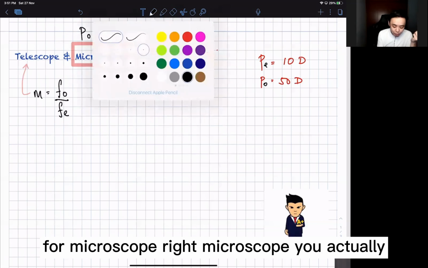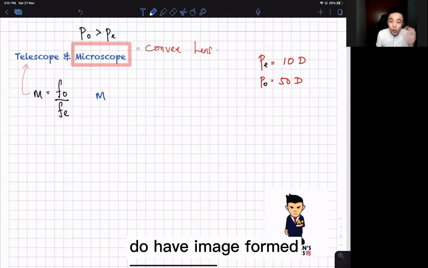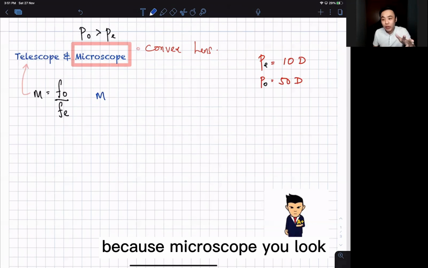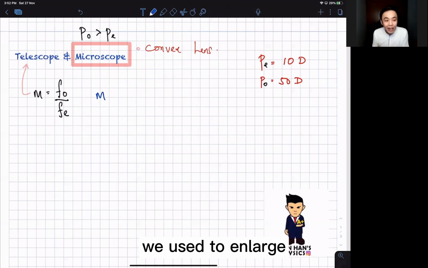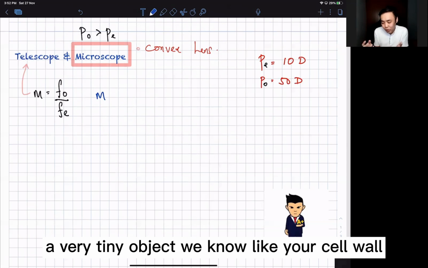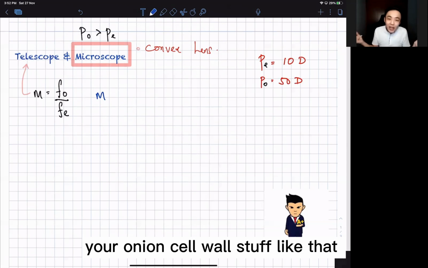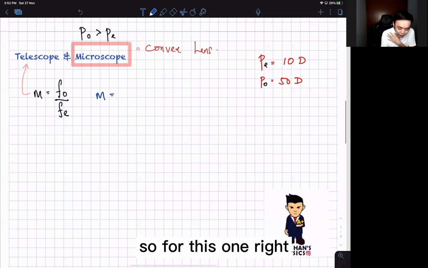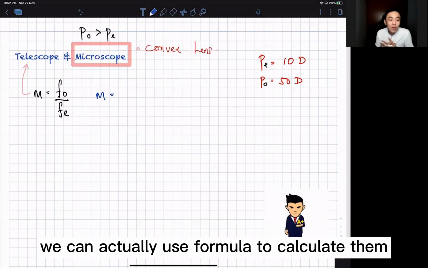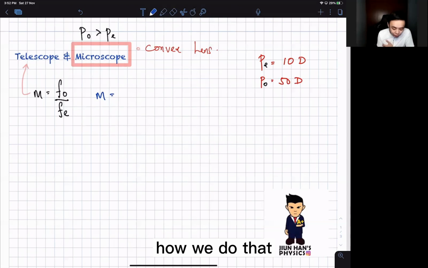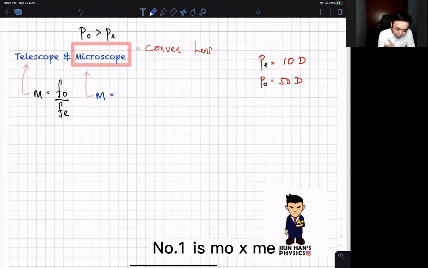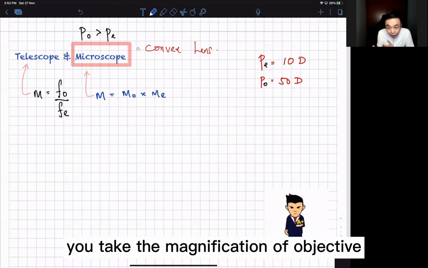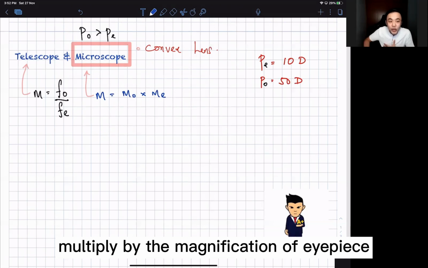Exactly. Now, for microscope, you actually do have an image formed, because we use a microscope to look at things that are very, very small. You use it to enlarge a very tiny object, like your onion cell wall, stuff like that. So for this one, we can actually use formulas to calculate. How do we do that? There are actually two formulas for microscope. Number one is MO times ME. You take the magnification of the objective, multiplied by the magnification of the eyepiece.